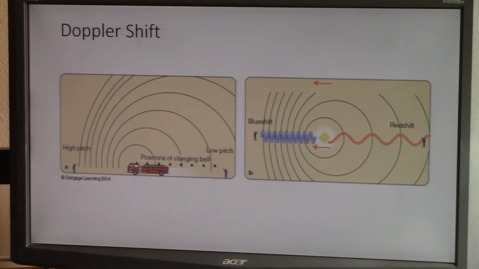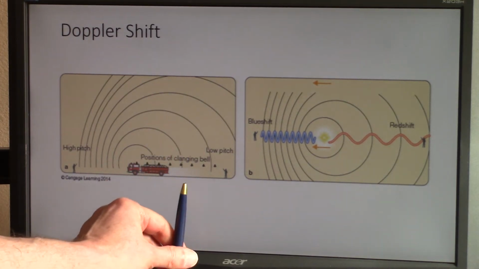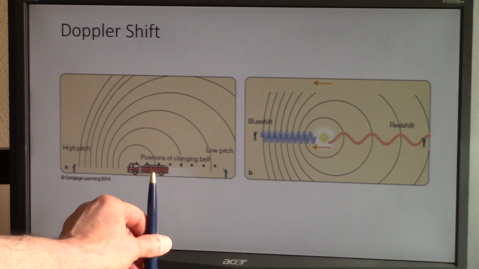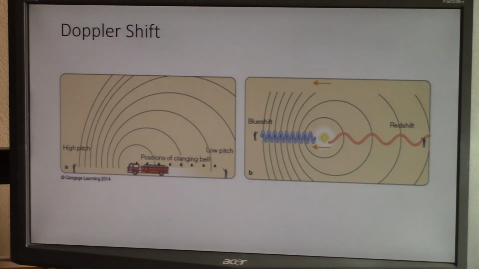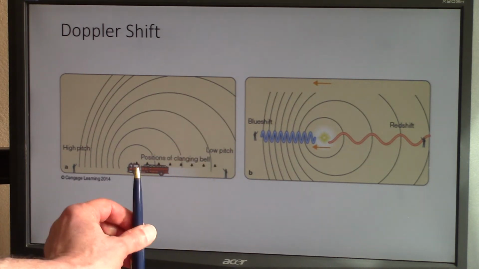So Doppler shift, right? Well, we know if you're standing on a corner and a fire engine comes by, the sound changes. I'm not going to mimic it very well. If a siren is just sitting there, you just get a steady tone. If it's coming towards you, you get a higher pitch tone. If it's going away, you get a lower pitch.